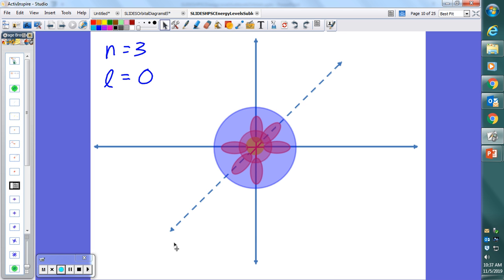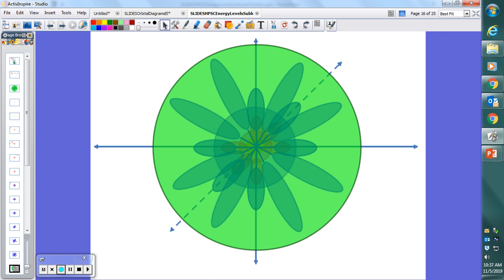And I think somebody asked about this one. Okay, and so here, because this is still a spherical orbital, the angular momentum quantum number would still be 0, but because it's one more layer outward, the principal quantum number would be equal to 4. Okay? Good?